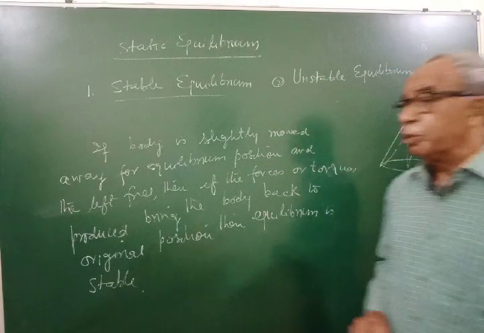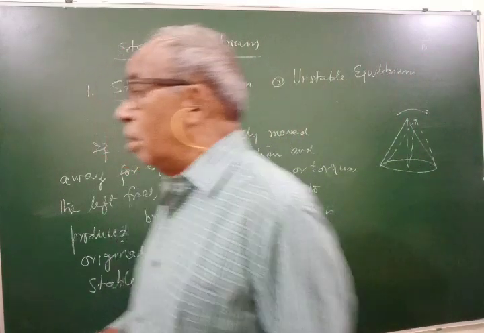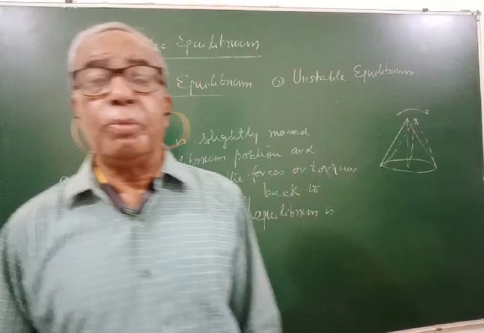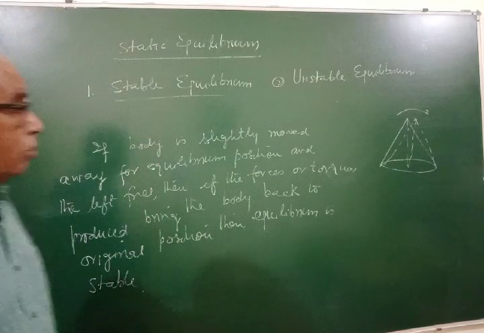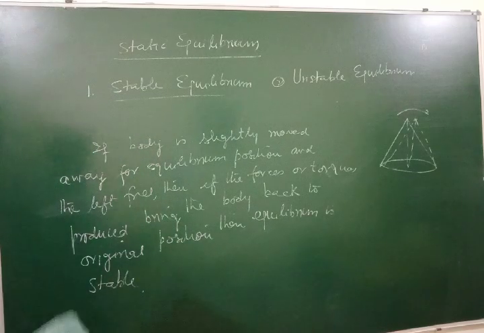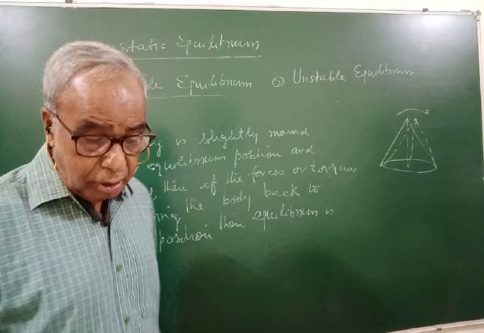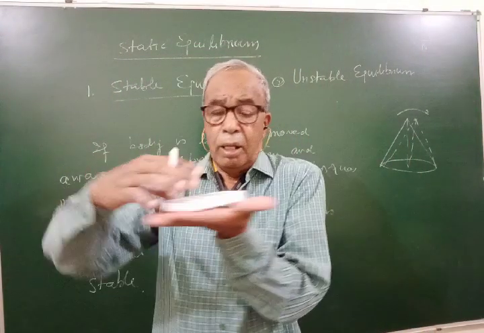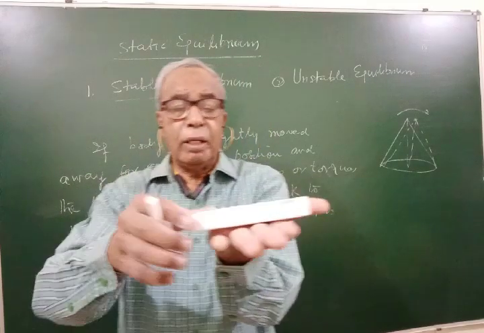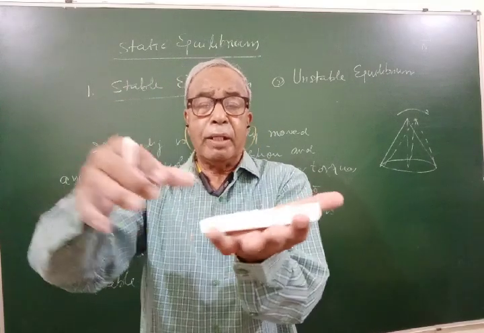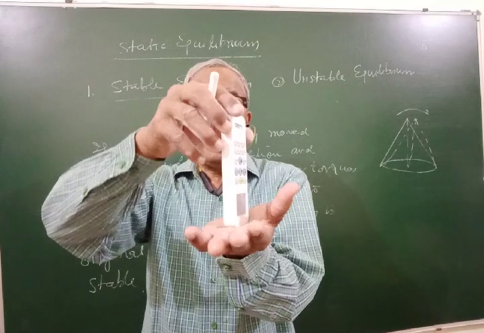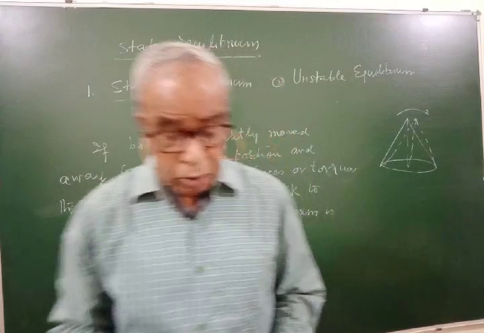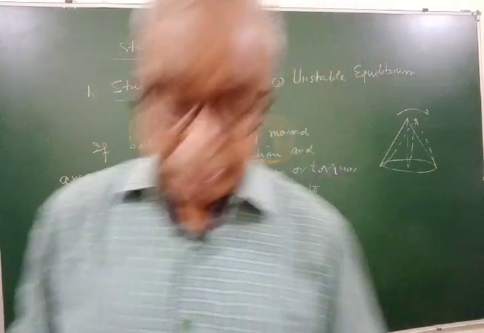If torque and force are produced on slightly moving the body away from the equilibrium position in such a way that the body returns to the original position, then it is stable equilibrium. I can demonstrate with this remote placed on my hand. If I hold it this way, it will come back. But if I place it like this and it is displaced, it will not come back. So that is unstable equilibrium.